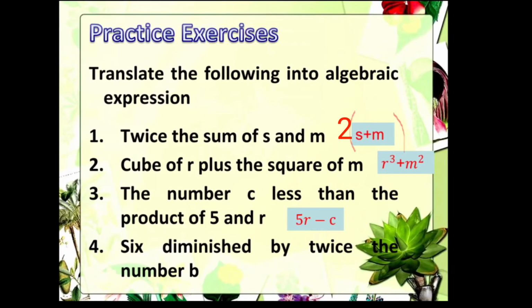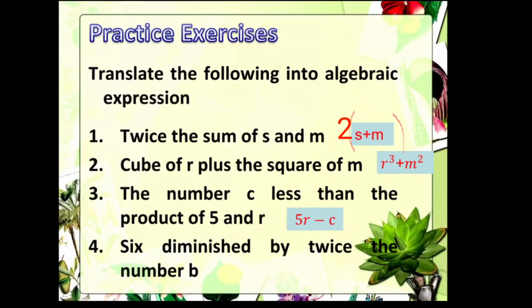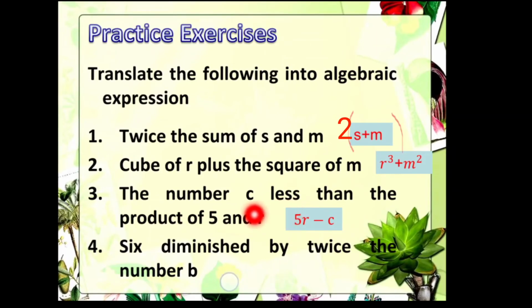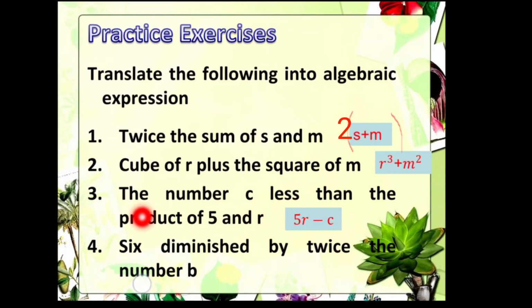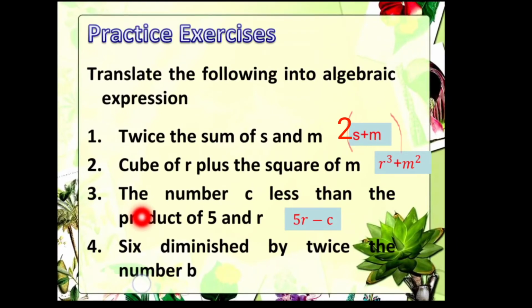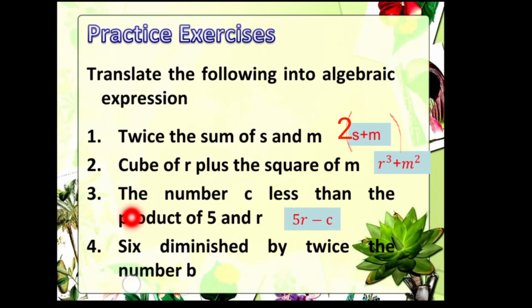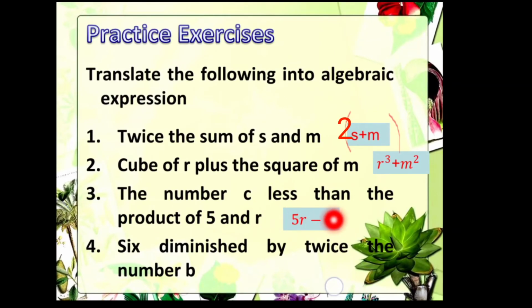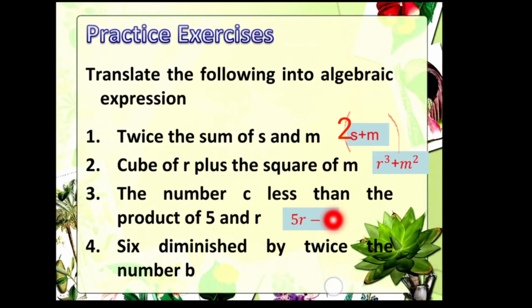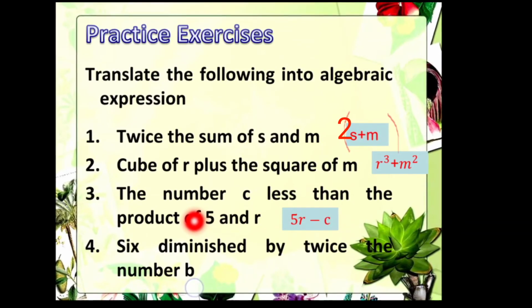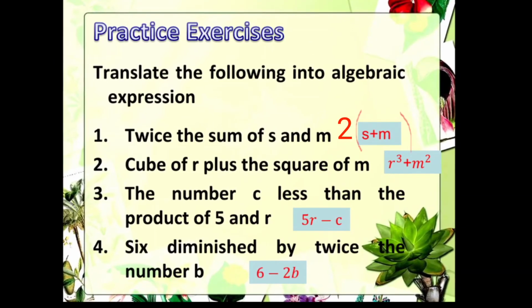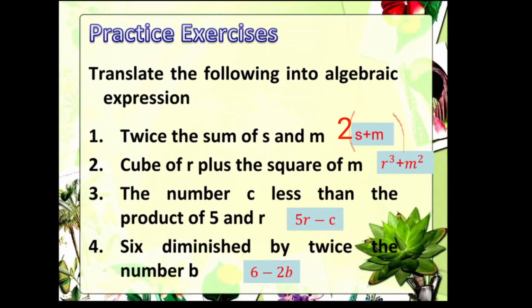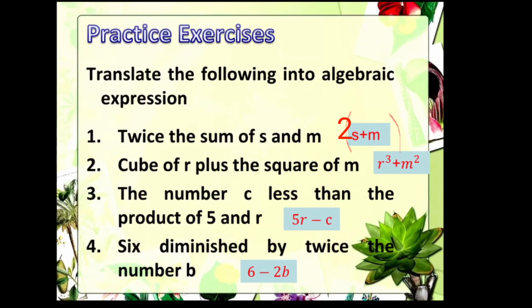Number 4, 6 diminished by twice the number b. From the words diminished by, it means that we have to write it based on the order of the given. So first, we have to write 6. Then diminished by means minus. Then twice means 2 times the number b. Therefore, our answer here is 6 minus 2b.